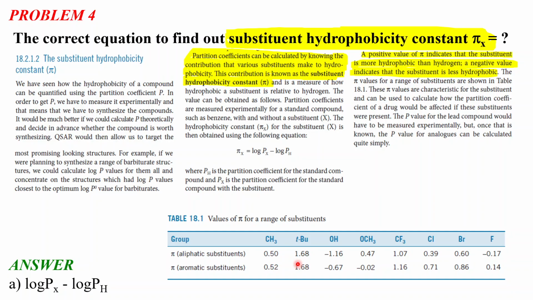Whenever there is any question where you have to calculate the pi value, the values will be given for the substituent. But just remember that, or just try to understand why a particular value is positive or negative. That will help you to understand that particular point. Okay. Now I will go to the next problem.